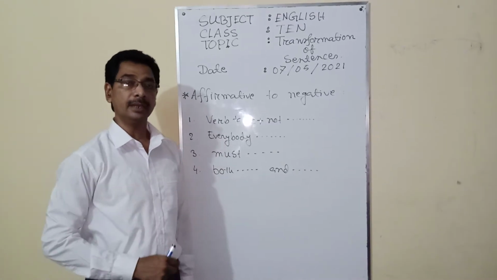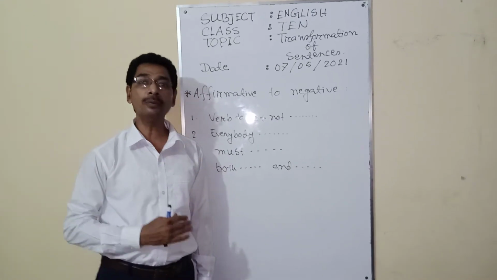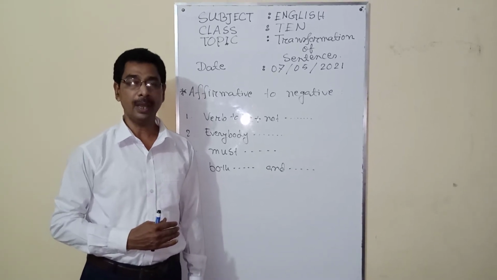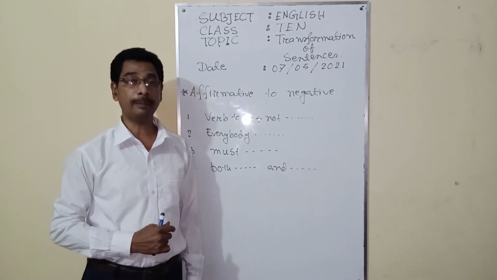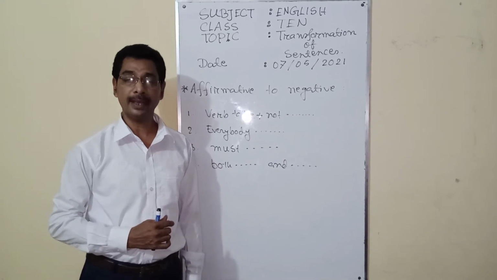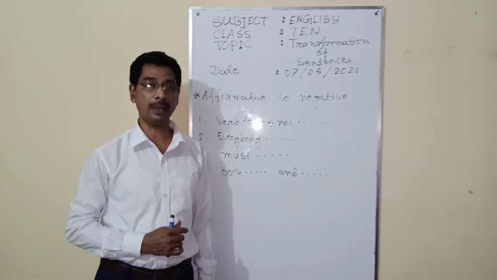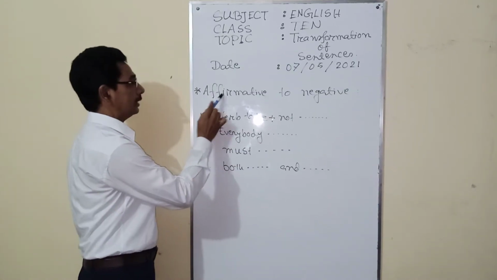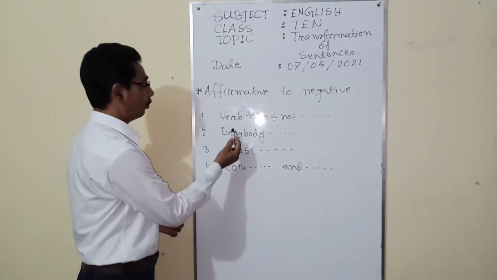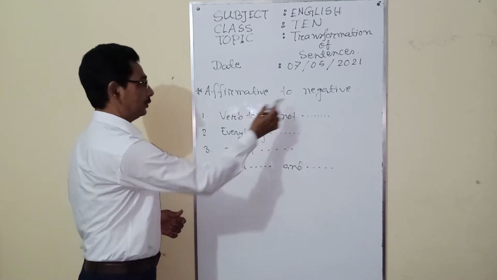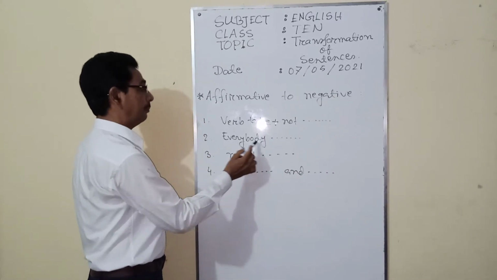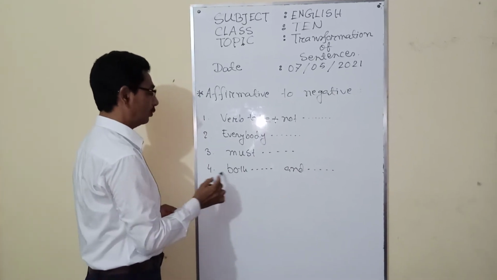From this session, the students will be able to know how to transform an affirmative sentence to negative. I hope and believe that all will be able to understand, and if you are not able to understand, I request you to talk to me. Today I am going to discuss 4 rules of affirmative to negative. The first one is verb to be plus not, the second is everybody, the third is must, and the fourth is both and.